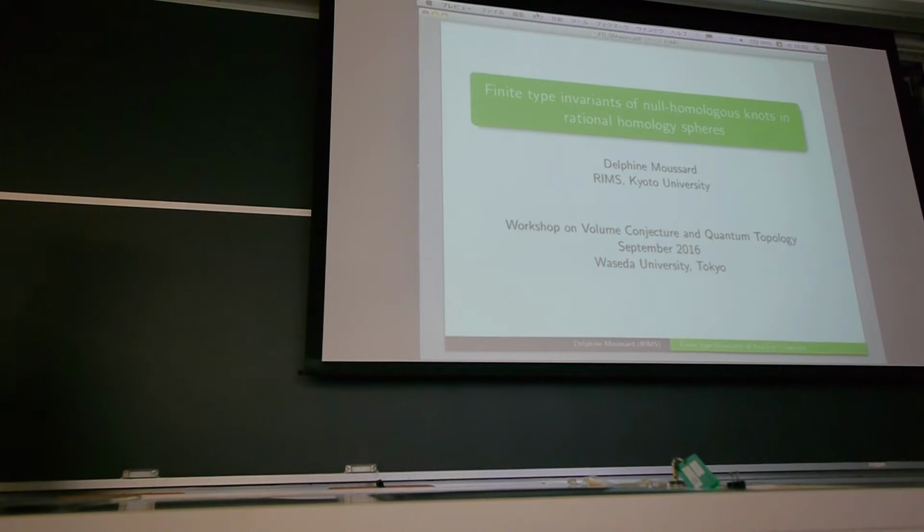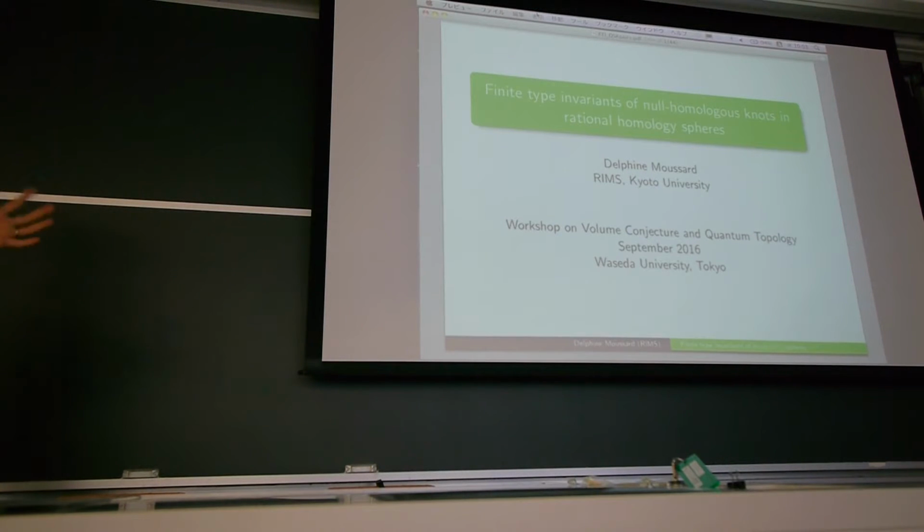So I will speak about finite type invariants of null-homologous knots in rational homology spheres. First I will introduce the object of this theory, so knots in rational homology spheres, and the moves that we will consider on these objects to define finite type invariants.